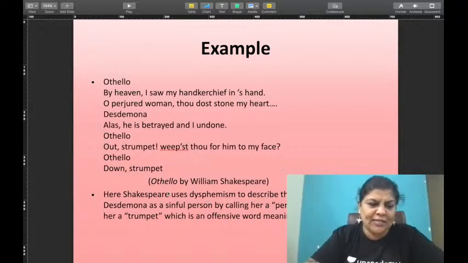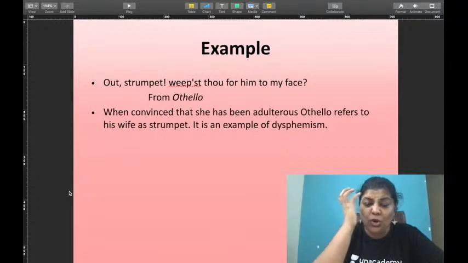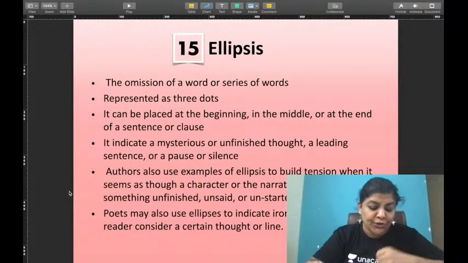Oh my God, Othello is calling Desdemona strumpet. Out, strumpet. Weepest thou for him to my face. Down, strumpet. Oh my God, that is dysphemism. Poor Desdemona. Now, let me ask you, do you know what is ellipsis, guys?